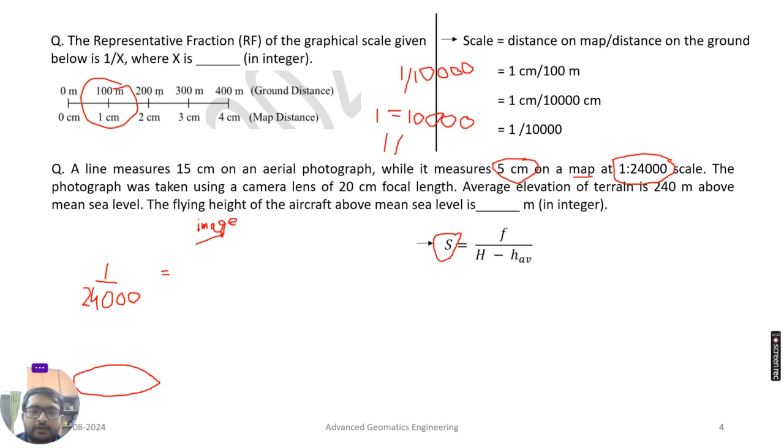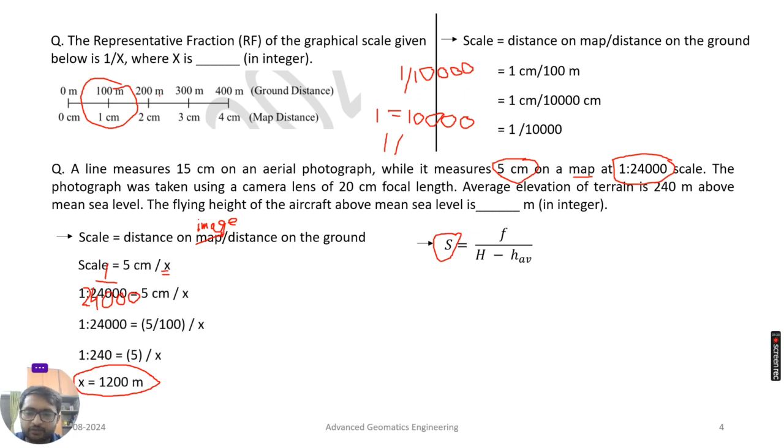Here we have the same formula for finding the scale, which is f divided by h minus h average. But the catch here is they haven't given the scale directly. So we have to use the formula of scale, which is the distance on image divided by the distance on ground. We do not have the distance on ground, but they have given the scale of the map and the length of that line on the map. So using that concept of scale, distance on map divided by distance on ground, we will first calculate the actual length of the line on the ground, and then we will use it in the given formula and find out the capital H.